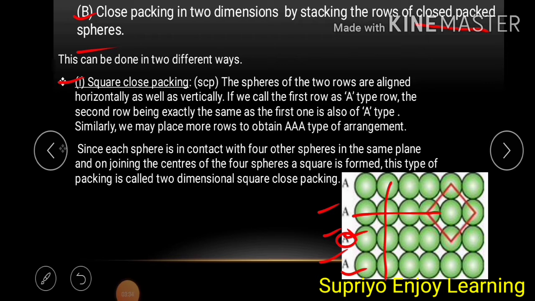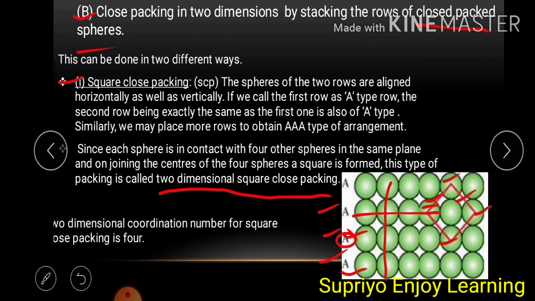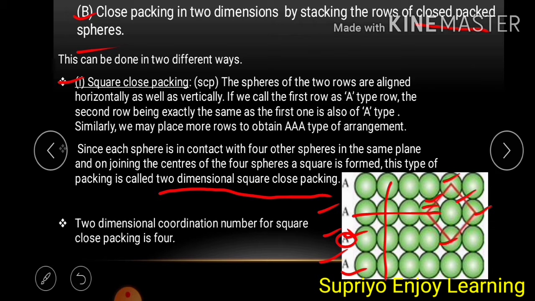Now since each sphere is in contact with 4 other spheres in the same plane, and on joining the centers of the 4 spheres, a square is formed. This type of packing is called 2-dimensional square close packing. Now each sphere has 4 nearest neighbors. So that's why the 2-dimensional coordination number of square close packing is 4.